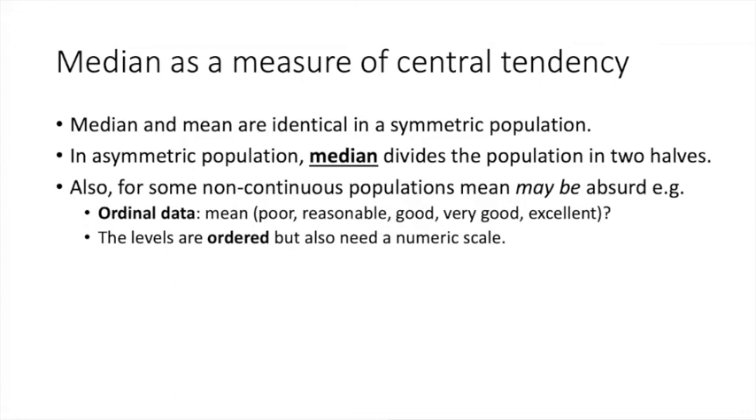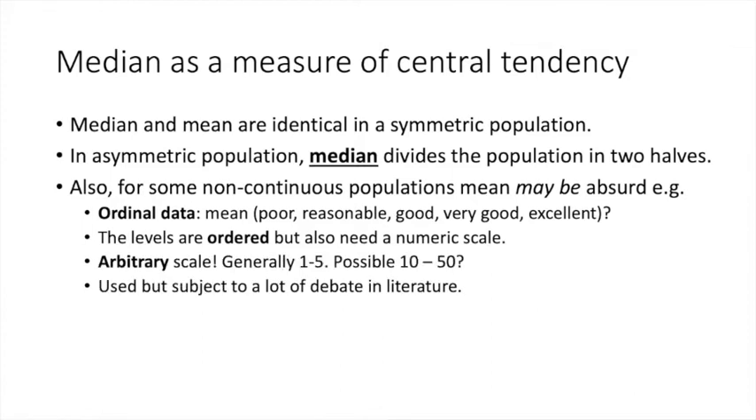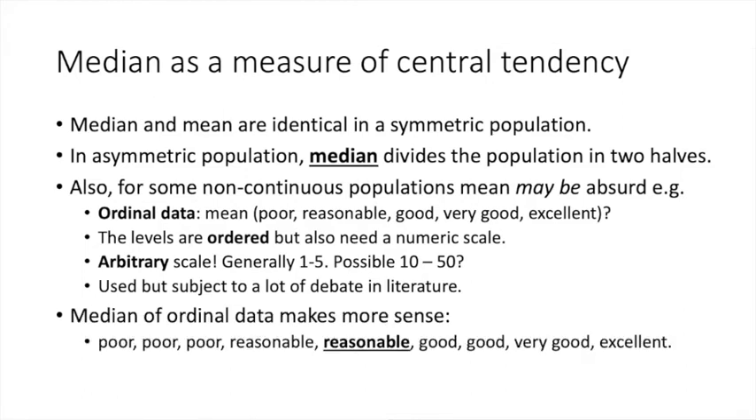So what is the mean of these satisfaction scores, for example, on your screen? Their levels can be ordered, but we cannot assign a definite number to each level. If we do, these numbers will be arbitrary. For example, do we assign them scores on a 1 to 5 scale or a 10 to 50 scale? Each will produce a different mean. Although often such numbering is used, it is debatable in literature.